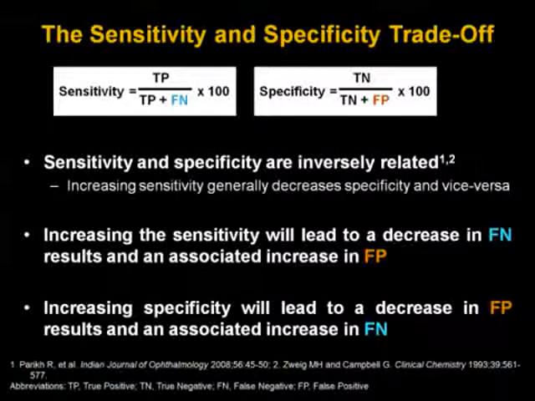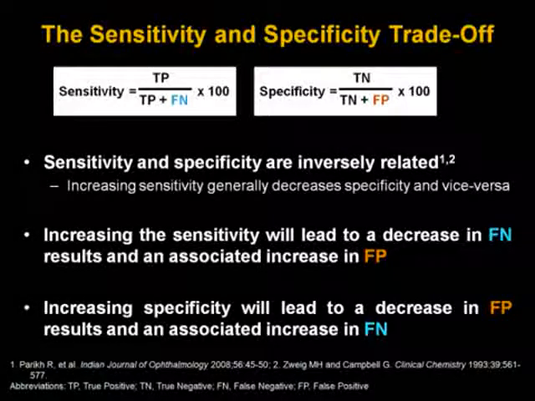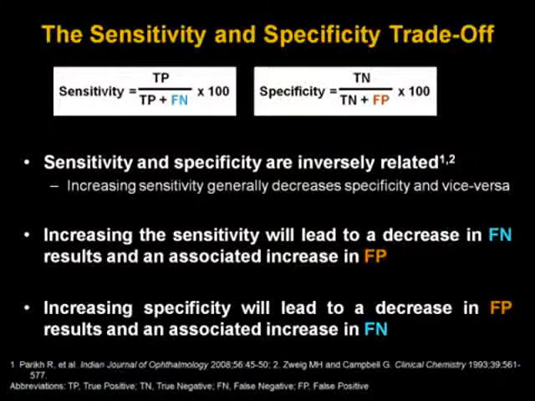Unfortunately, though, there are sensitivity and specificity trade-offs, meaning that the two really are inversely proportional. Increasing the sensitivity of a test will generally decrease the specificity. According to the equations shown, sensitivity and specificity are associated with false negative and false positive results, respectively. Therefore, increasing the sensitivity will lead to a decrease in false negative results. Unfortunately, this decrease in false negatives will likely lead to an increase in false positive results. Conversely, increasing the specificity will lead to a decrease in false positive results with an associated increase in false negatives. I will provide an example to visually demonstrate this in the following slide.